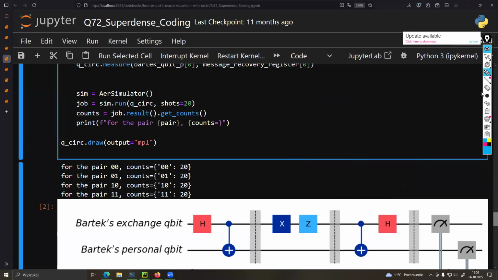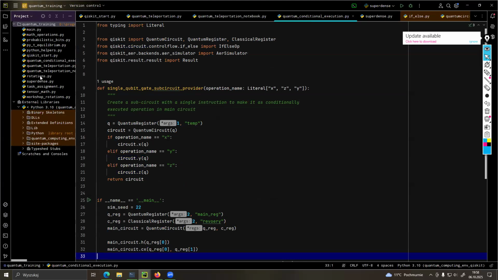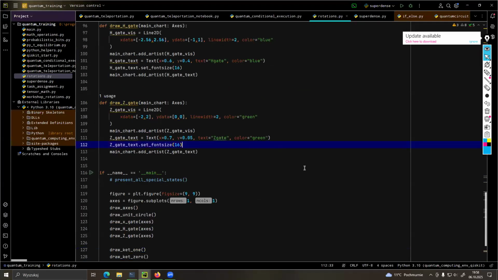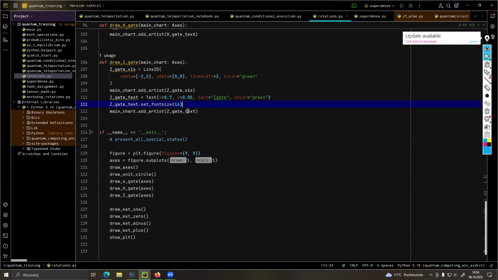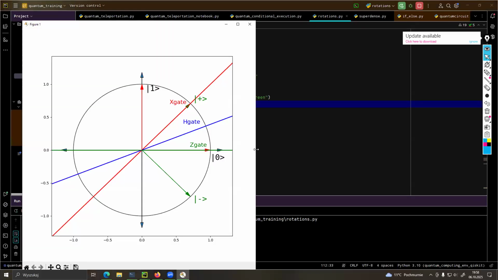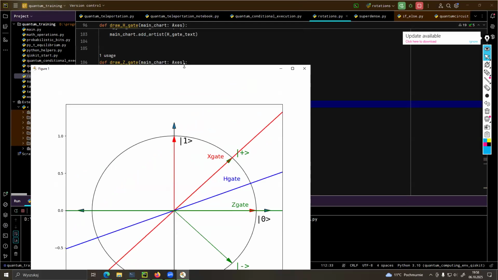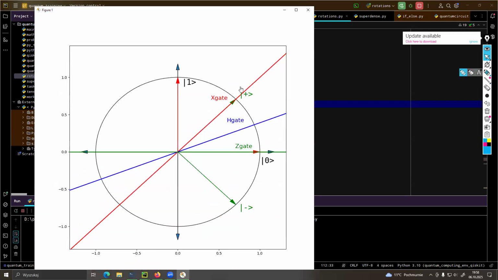I think I have a program for this. So let me have a look. What was the rotations? I think rotations. Oh, not this. So look at that. I have an X gate as my diagonal, but I also have a Z gate as my pretty much X axis. This is a Z gate.